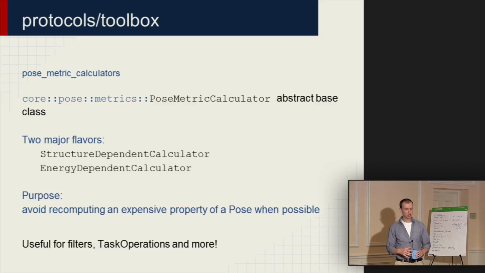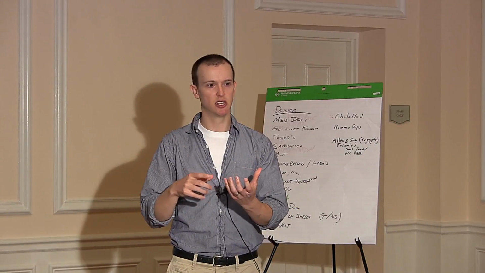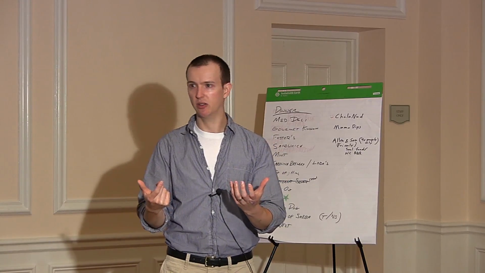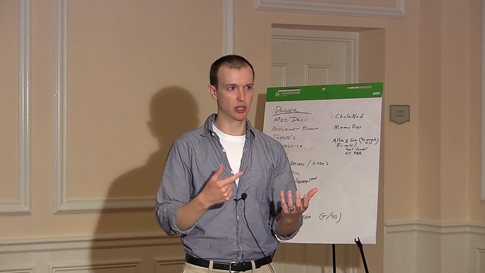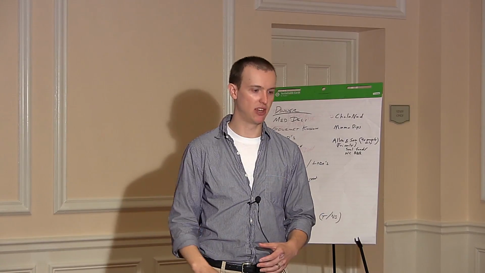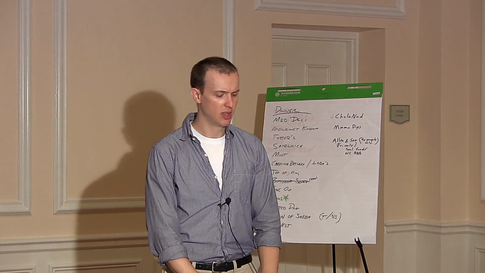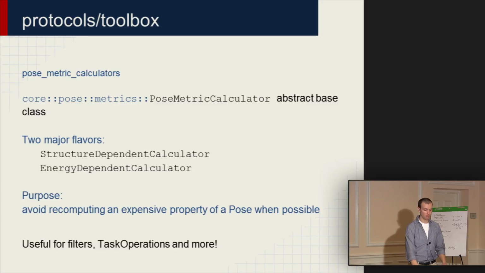And the pose metric base class, its purpose is to compute some fairly difficult to compute value and then cache it. So if you have a couple of steps that all need to know what the SASA is of a pose, and SASA is a little expensive to compute, then the pose metric will report the SASA, and so long as the pose doesn't move, that SASA that is computed will remain unchanged, and so you can get it fairly quickly. So it's a way of saving some computations. The two major flavors: there's the structure-dependent calculator, say it's SASA, and there's an energy-dependent calculator, and there are some useful pose metrics that live in this protocols toolbox pose metrics directory.